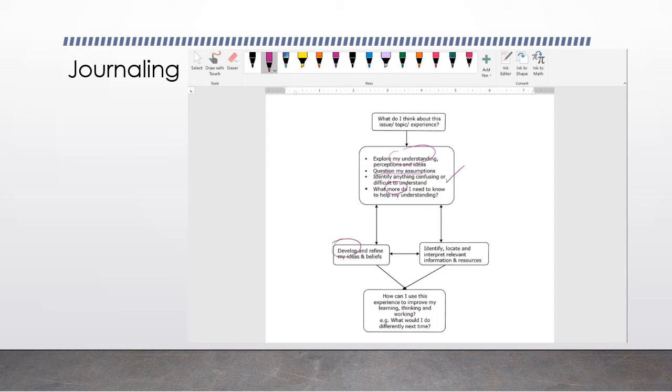Then you need to develop your ideas. Find more resources and find ways to let this explain or to improve your own learning and thinking about the subject that you are talking about.